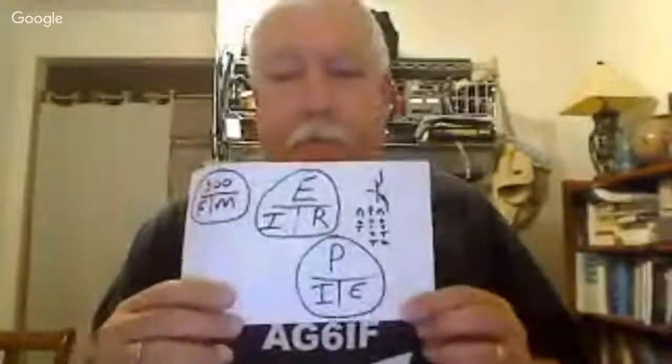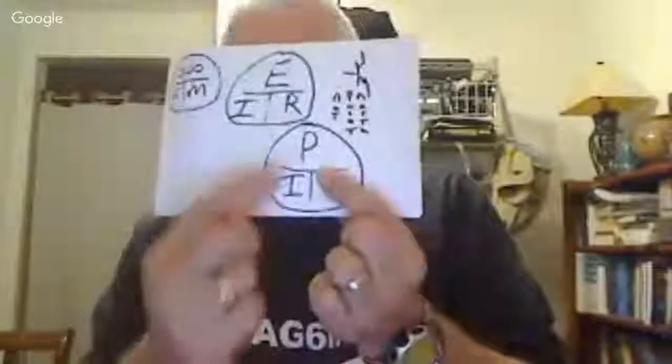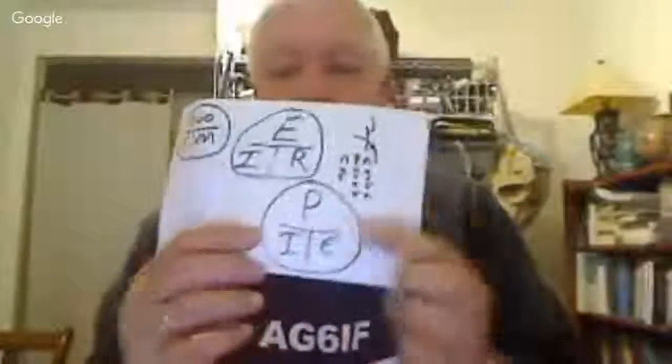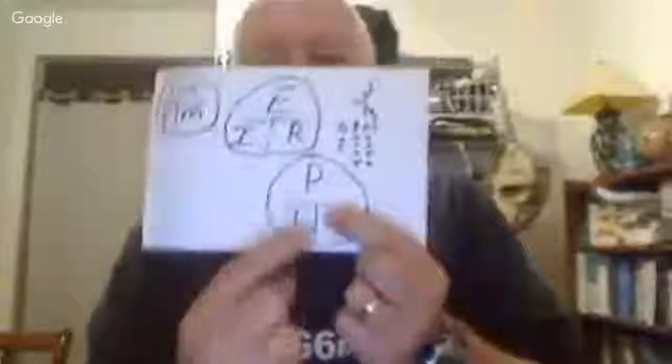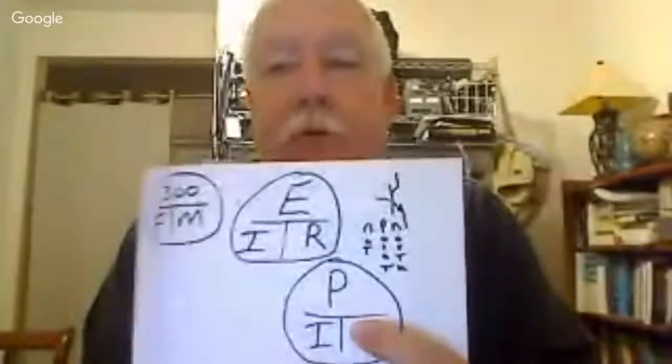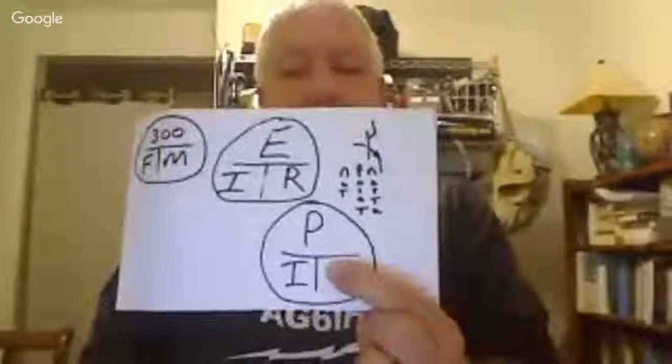Whatever you're solving for, the unknown, you cover that with your finger, and you're left with a multiplication, or you're left with a division problem. Never a plus or minus. It's always multiplication or division. All right, so let's look at some of the questions.